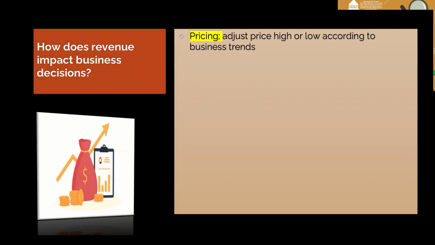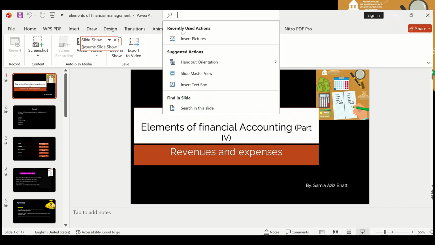Now the question is how revenue impacts business decisions. First thing is that it impacts the pricing. So adjust price high or low according to the business trends. If you see a sudden decline in the demand of the product in the market, what you need to do is reduce the price of the product. You can set the product price low so that it puts an upward pressure on the sales and demand. So you can always look at revenue to adjust your pricing.